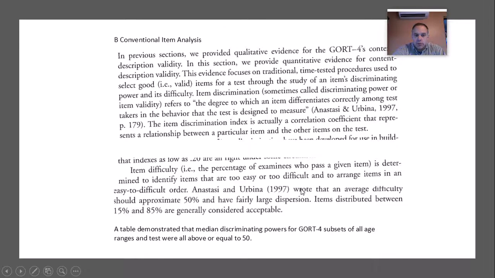The average difficulty should approximate 50% and have a fairly large dispersion. Items distributed between 15 and 85% are generally considered acceptable. A table that was included in this section demonstrated that median discriminating powers for GORT-4 subtests of all age ranges were all above or equal to 50. I'm not sure I understand what this specifically means, but the criteria that they set out for themselves, or at least that they cited from another study, they met that criteria according to the quantitative work that they did.